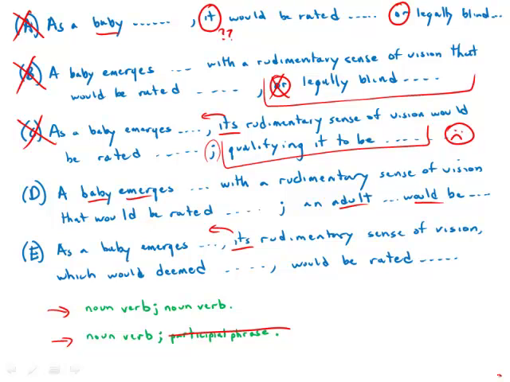E has this horribly worded clause, so let's see. Its rudimentary sense of vision, which would be deemed legally blind for adult, would be rated. So in other words, this phrase, which would be deemed, separates the subject from the verb awkwardly. And also, it makes it entirely unclear the two things we're trying to equate. We're trying to equate the fact that vision rated 20/50 would qualify as legally blind for adults.